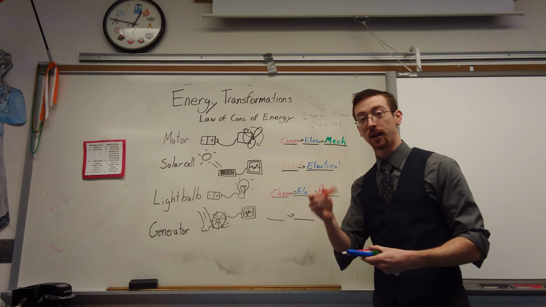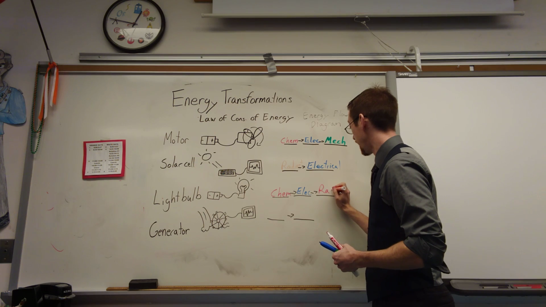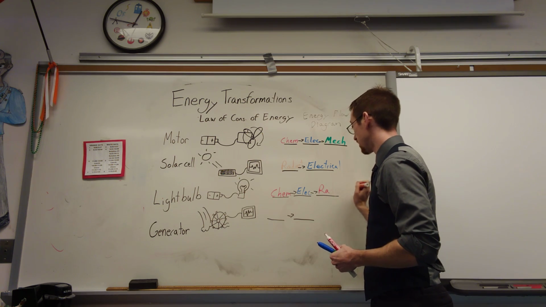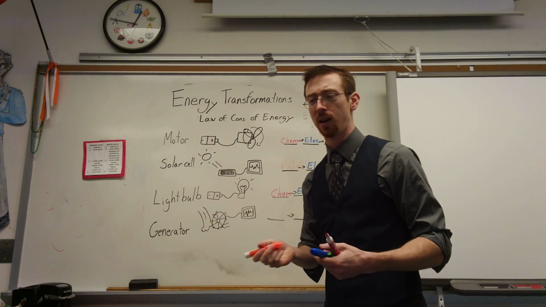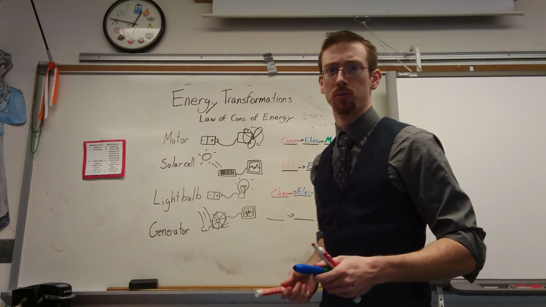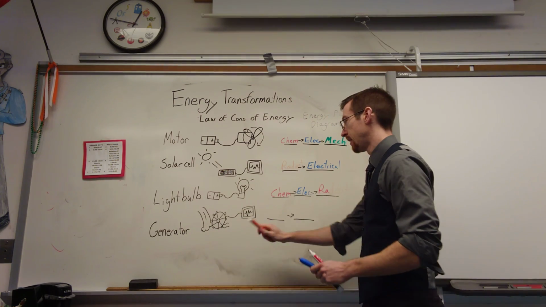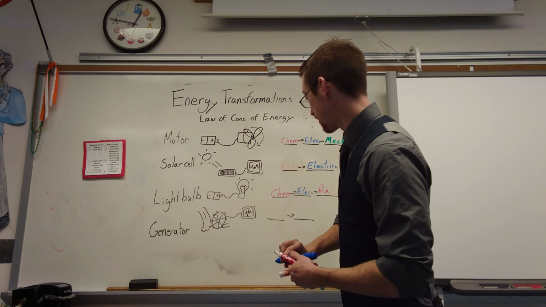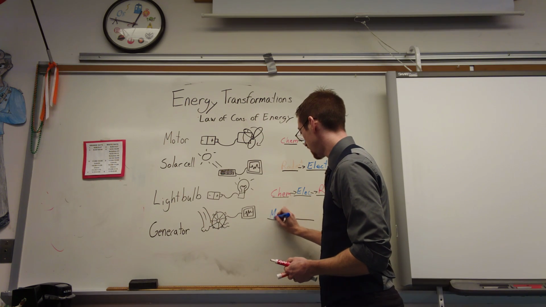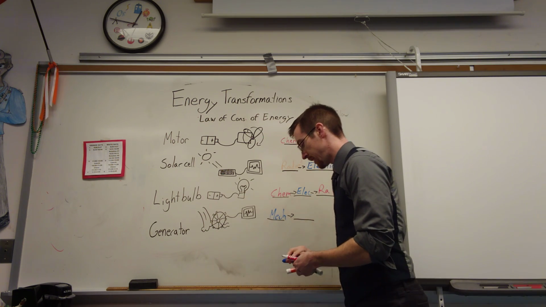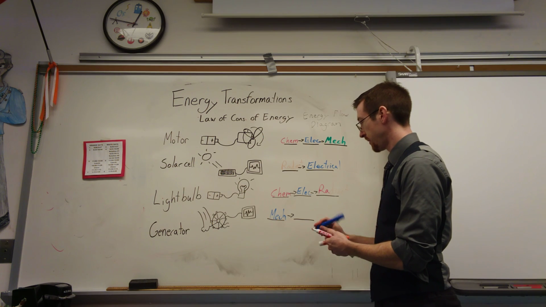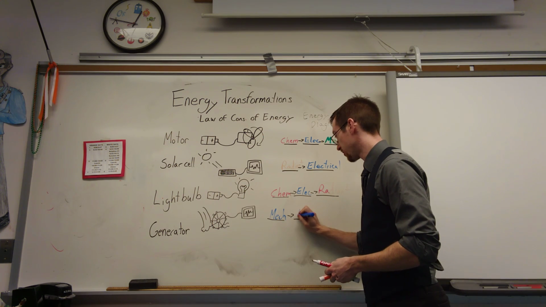Using the wrong color, I chose orange for radiant. It was the closest to yellow, except for yellow. Yellow would be the closest. I don't have yellow. Generator. Generator starts with mechanical and ends, chose the wrong colors again, with electrical.